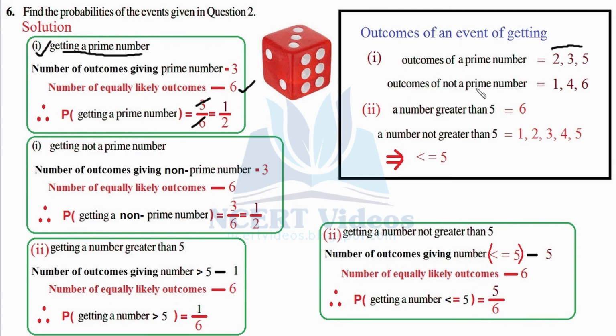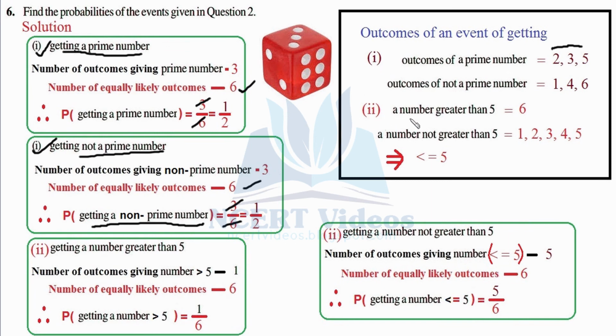Second outcome was the outcome of not a prime number. So these were 3 instances of not a prime number. Therefore, we wrote getting not a prime number. So we wrote number of outcomes giving non-prime number. We have 3 outcomes against number of equally likely outcomes that are 6 always. Therefore, in mathematics, we could write it as probability of getting what? A non-prime number. So we wrote inside bracket probability of getting a non-prime number is equal to 3 over 6. Nothing fancy, we are just repeating the same thing again and again. Further reducible, it again comes out to be 1 over 2. That solves the 2 sub-parts of the first part.